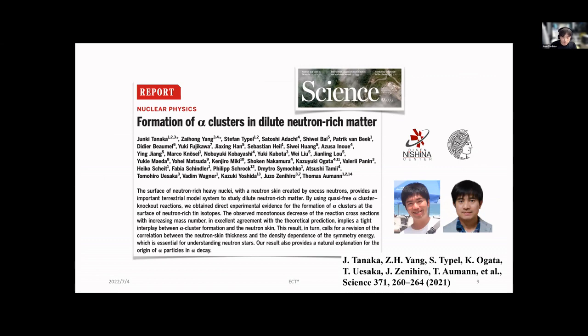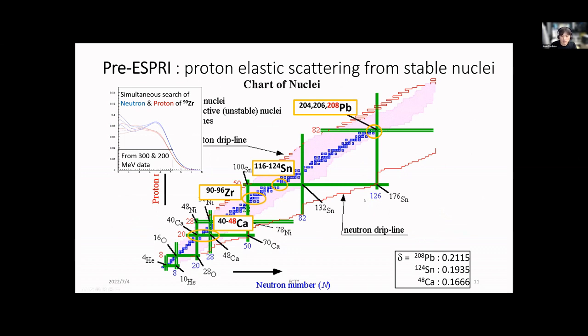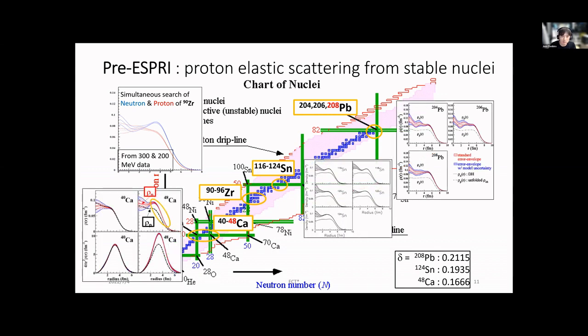Okay, then we go to the next topic, proton elastic scattering to determine the density information. Here is the result from the previous experiment on the tin isotopes, lead-208 and calcium-48. This experiment was also done at the RCNP, Osaka University, with the same facility and same device. So in the case of proton elastic scattering, we have already established how to determine the density distribution of stable nuclei, like lead, tin, and calcium isotopes. We also performed the zirconium case.